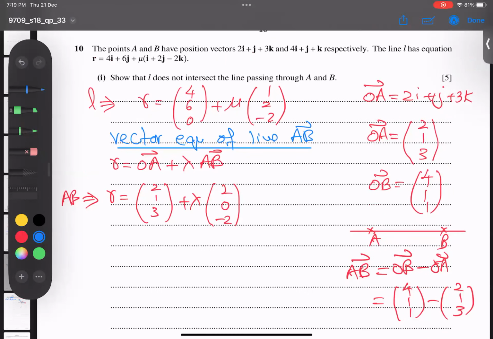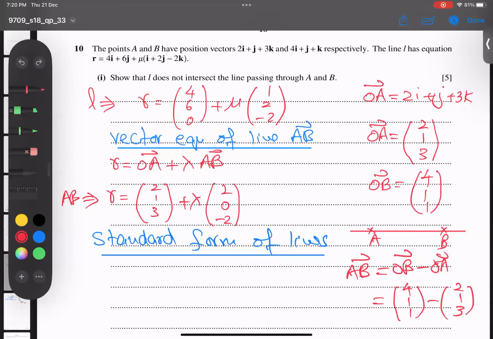I will convert both equations to standard form. What is standard form? I'm going to show you. This is i, j, k, and this is i, j, k. If I combine them into one vector, it is called standard form. Look, line L: 4 from here and mu into 1, so 4 plus mu. And 2 mu with 6, so 6 plus 2 mu. And 0 from here and negative 2 mu, so negative 2 mu. This is the standard form of line L.